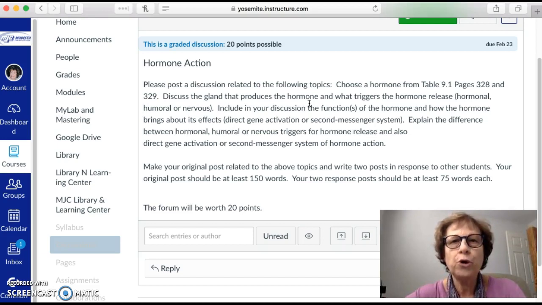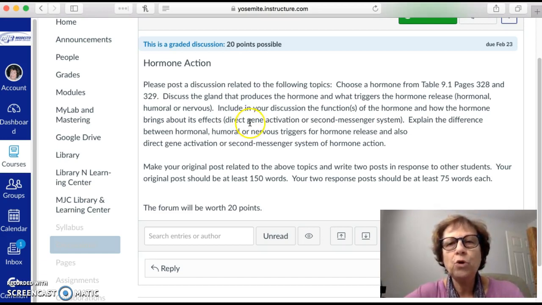Or you have a humoral trigger, which is another chemical, like blood sugar for insulin and glucagon, calcium levels for your calcitonin and parathyroid hormone. And then the third trigger is the nervous system. There will be a nerve impulse that triggers hormone release from a gland. So you're asked to give the definitions of hormonal, humoral, and nervous, and then tell which one triggers the hormone that you've chosen to be released from its gland.